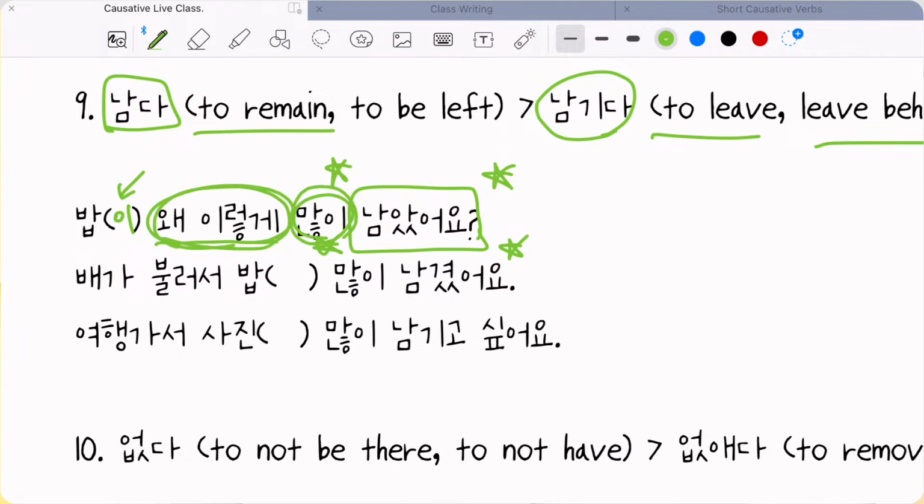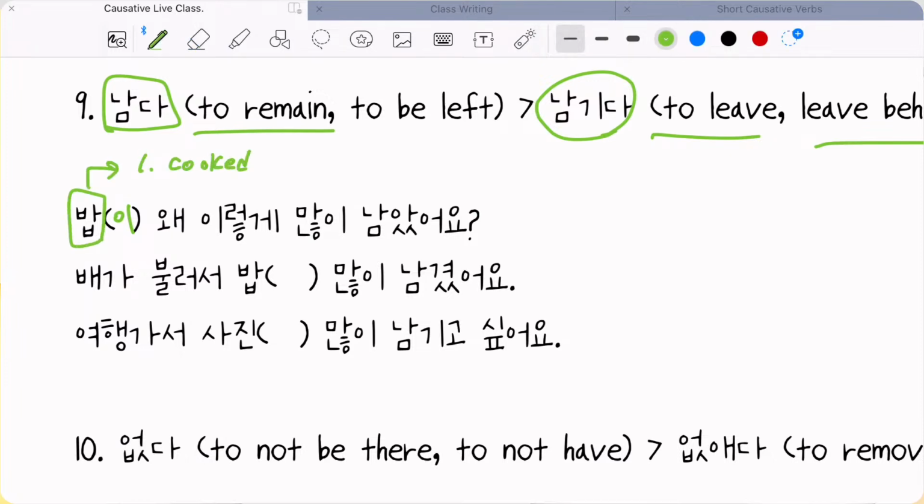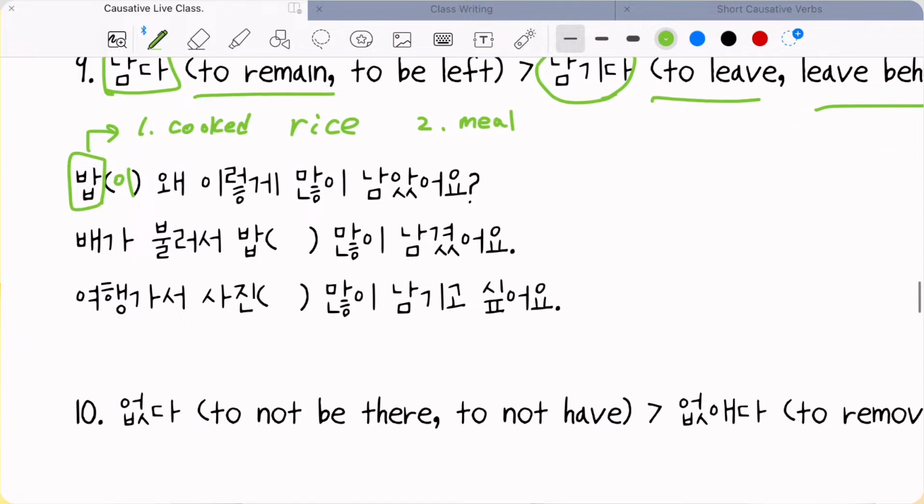Why is there so much 밥 left? 밥 means cooked rice, but it's more commonly used to mean just the meal itself, whatever you eat for a meal. It could be your breakfast, lunch, dinner, whatever meal you're having, you can call it 밥. So 밥이 왜 이렇게 많이 남았어요?